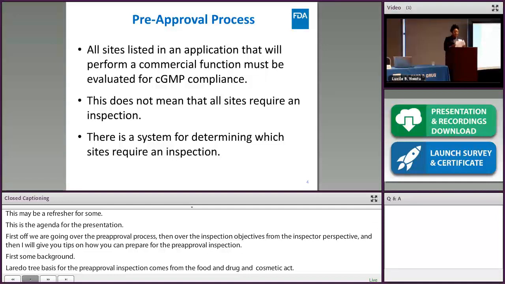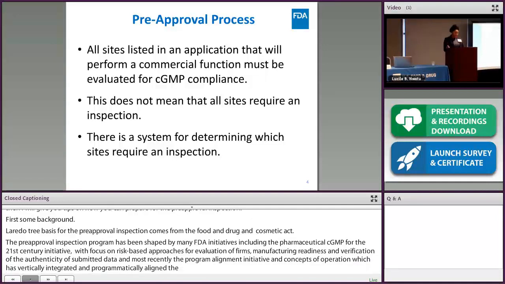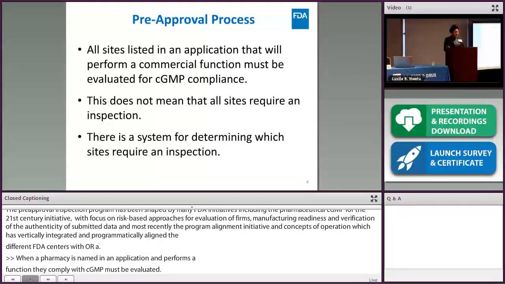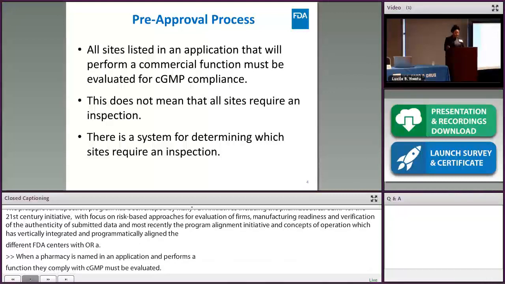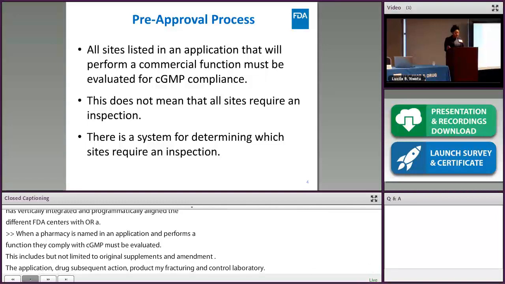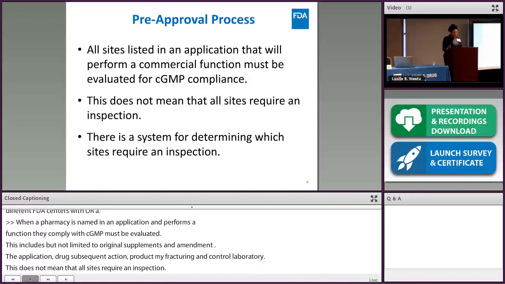When a firm is named in an application and performs a commercial function, the firm's compliance with cGMP must be evaluated. This includes, but is not limited to, original applications, supplements, and amendments to the application, drug substance manufacturers, drug product manufacturers, and contract testing laboratories. This does not mean that all sites require an inspection. In some cases, FDA may have sufficient current and pertinent information to arrive at a scientific decision on site acceptability without conducting a pre-approval inspection.